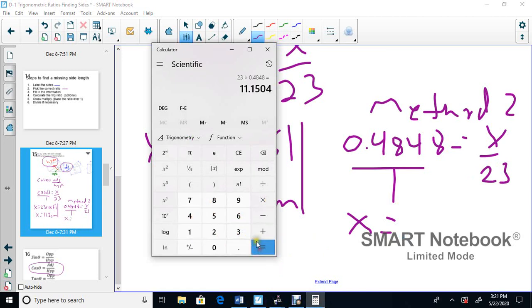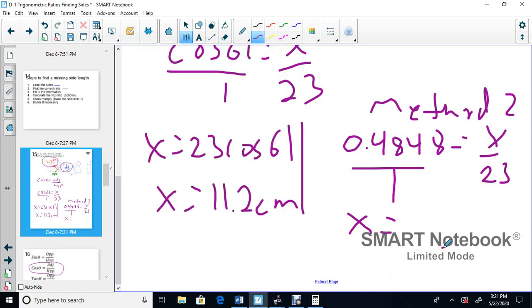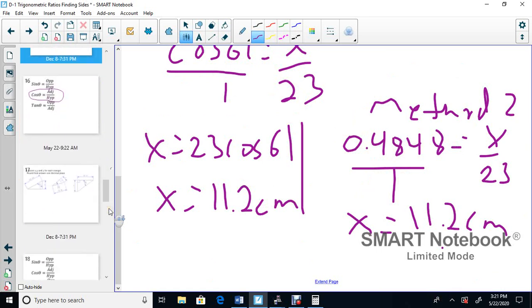0.48, and you get 11.2 as well. 11.15, you get 11.2 cm. Again, you can either pick the one method or the other method. Okay, so the next question I'm going to do this method, and the last question this method. You can always jump ahead and pause it.